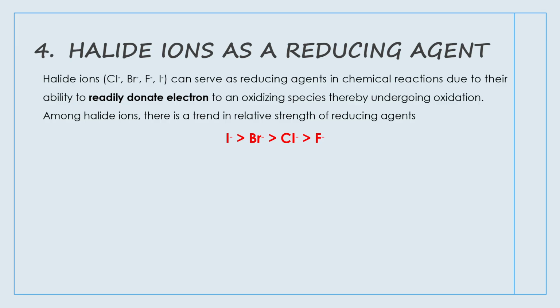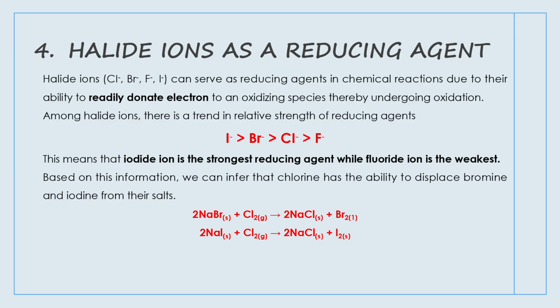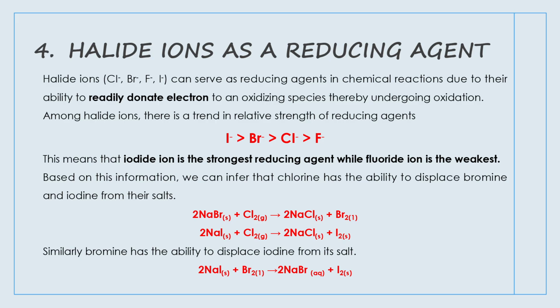So you can see that the relative strength of reducing agent is that iodide is the strongest. Then you have bromide, chloride, and the least we have fluoride, which shows little or almost negligible activity as a reducing agent, as it is the strongest oxidizing agent. Equations are also mentioned here, which show that you can easily replace bromine and iodine by chlorine. The same goes for bromine, that it can be displaced with iodine. The thing to keep in mind here is that fluorine is the strongest oxidizing agent, while iodide is the strongest reducing agent.